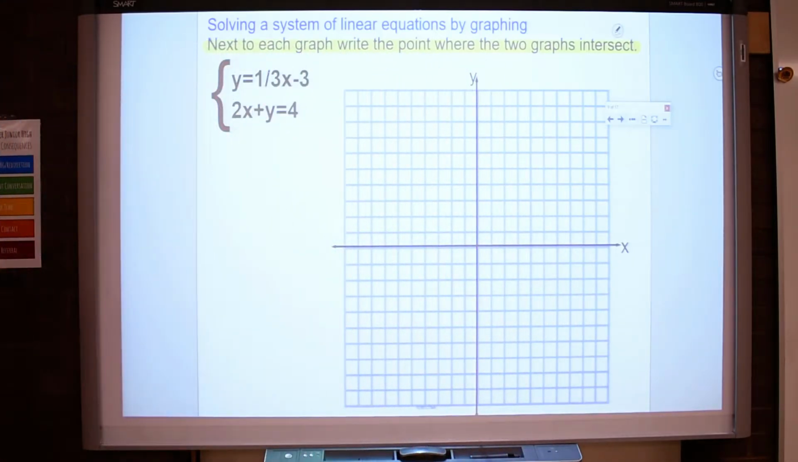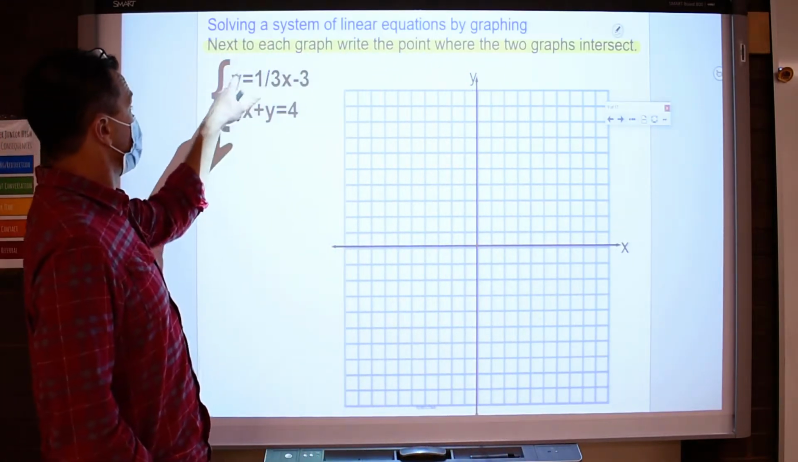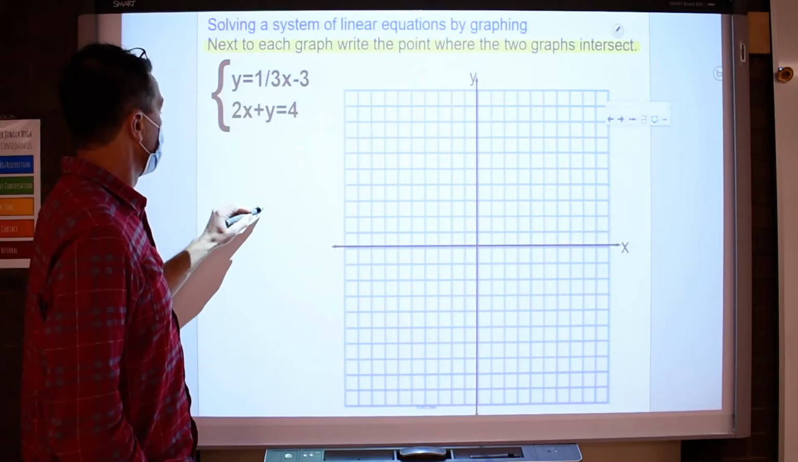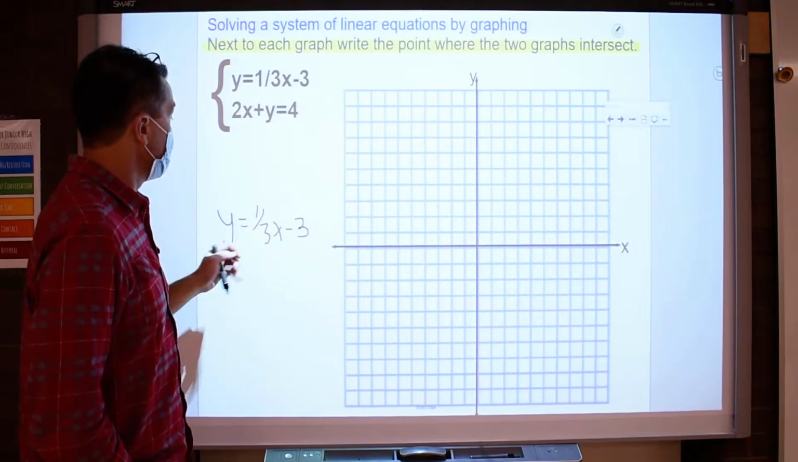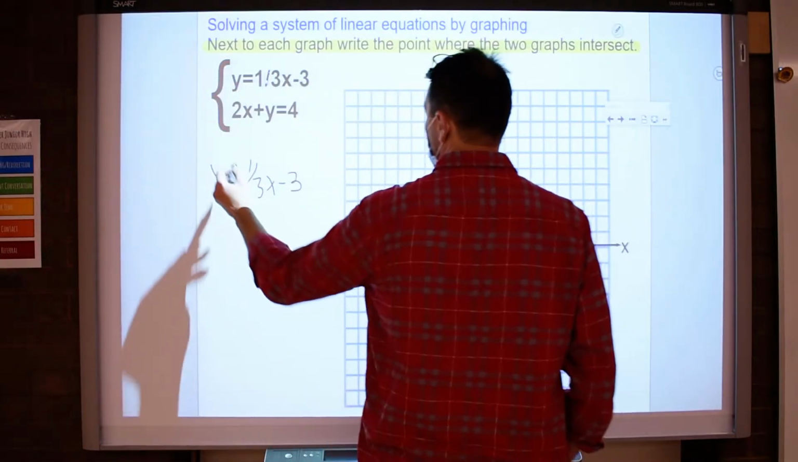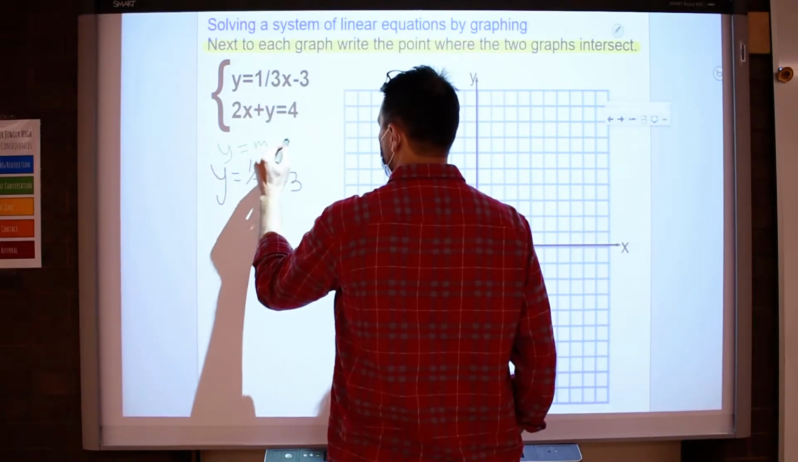Now that you've done this problem, I hope, let's go straight to it. The first equation, again, this is a system of equations, and the first equation is y equals 1/3 x minus 3. It's in slope-intercept form. So I'm going to start at the beginning. Remember, y equals mx plus b.